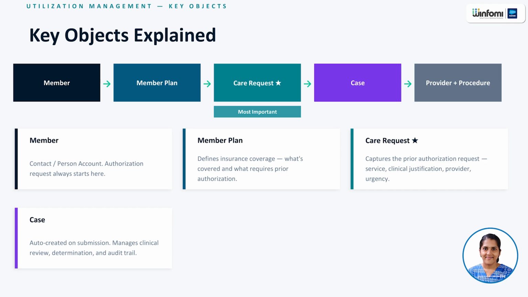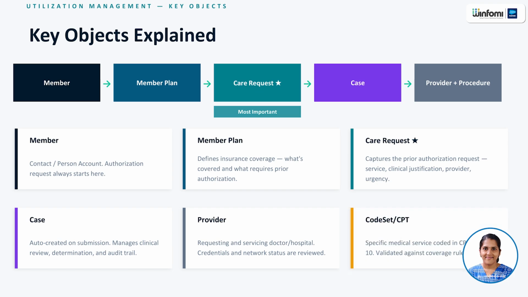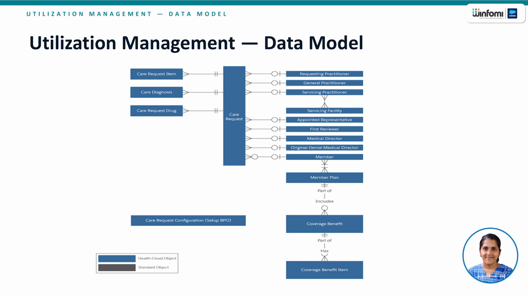The service or procedure being requested is represented using the care request item. This is where we capture details like the type of service, for example, a physical therapy session or cardiac rehabilitation procedure, along with quantity and related information. So here, the care request item has been added to the care request object.